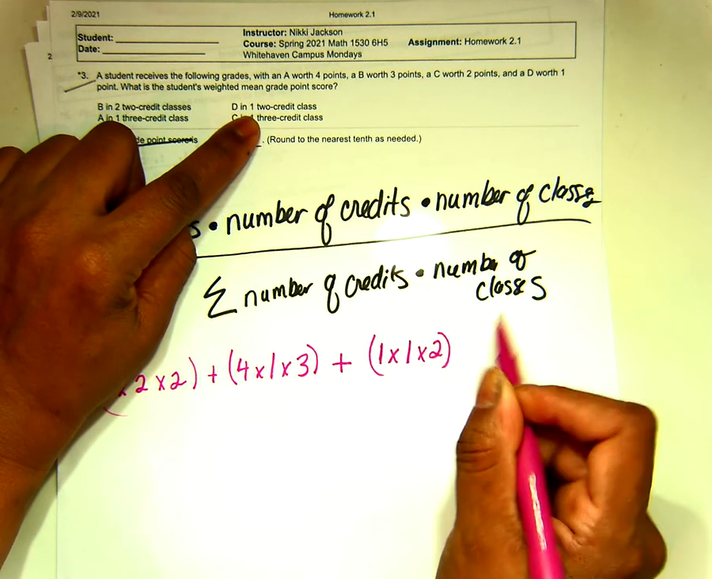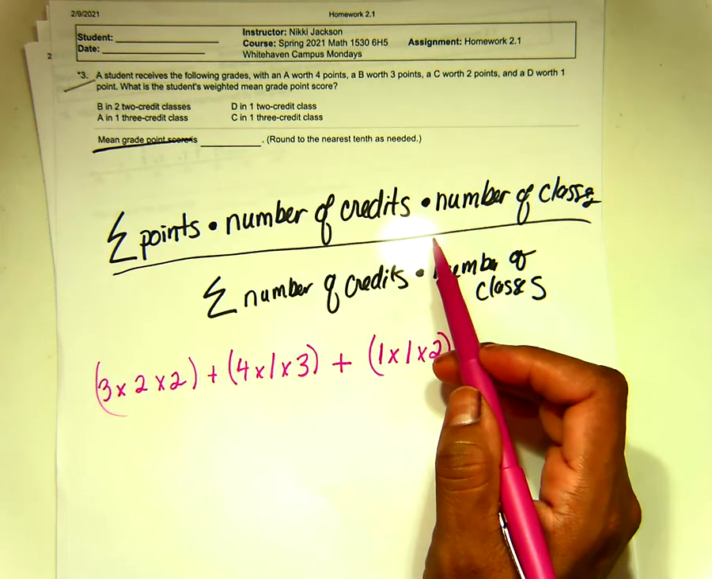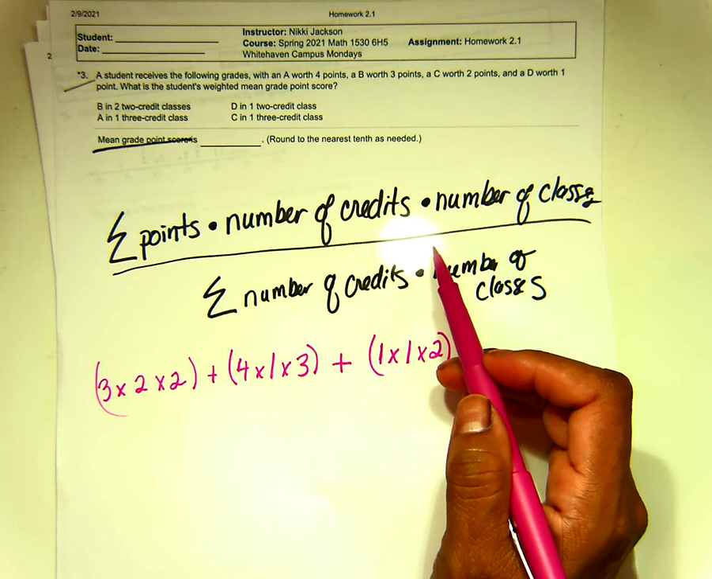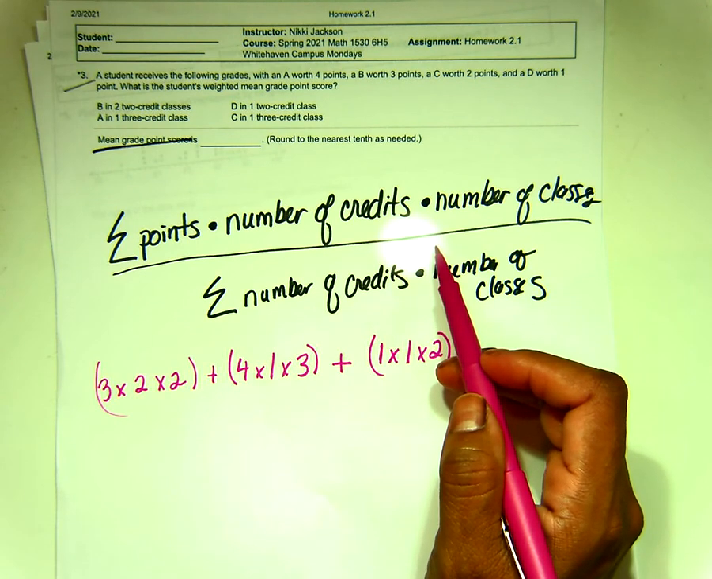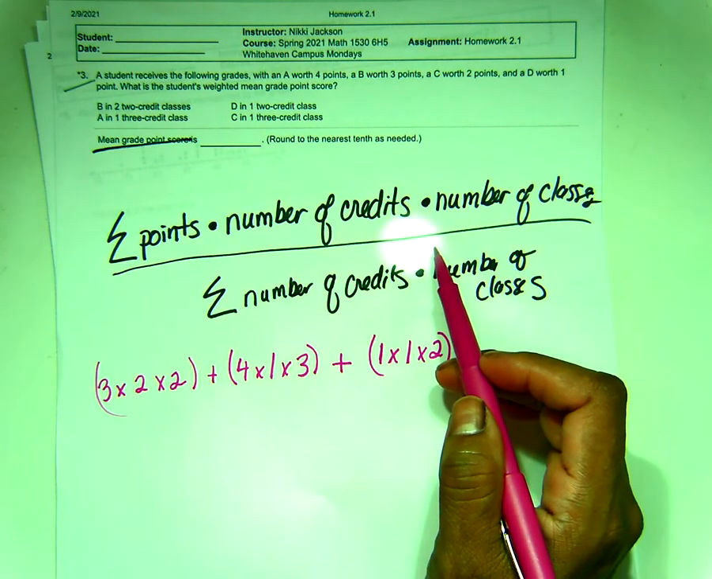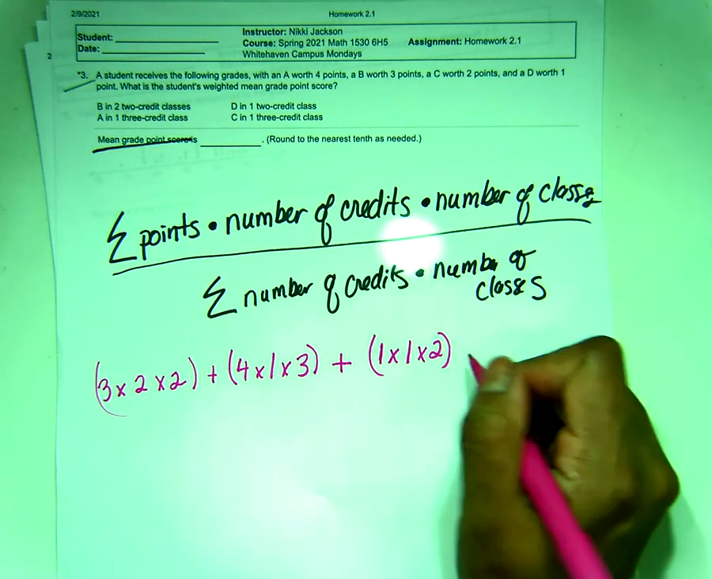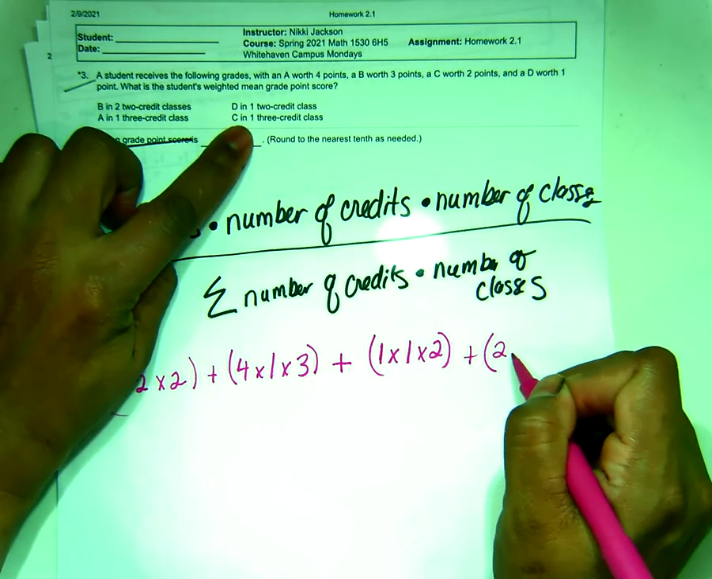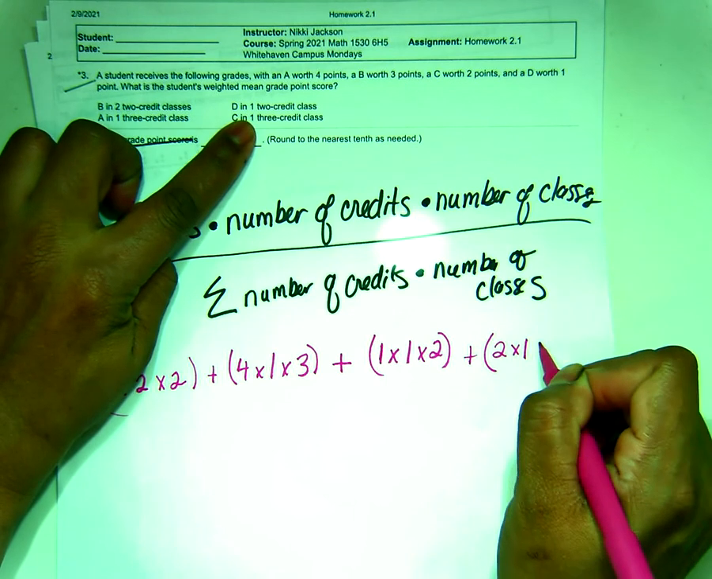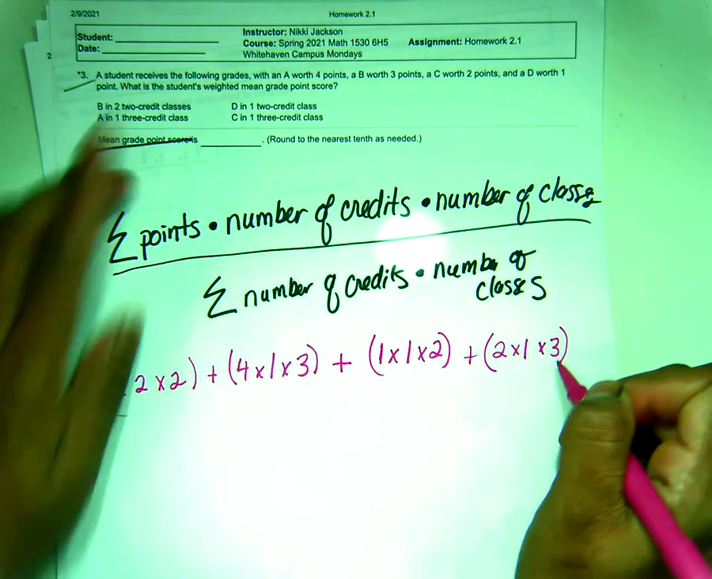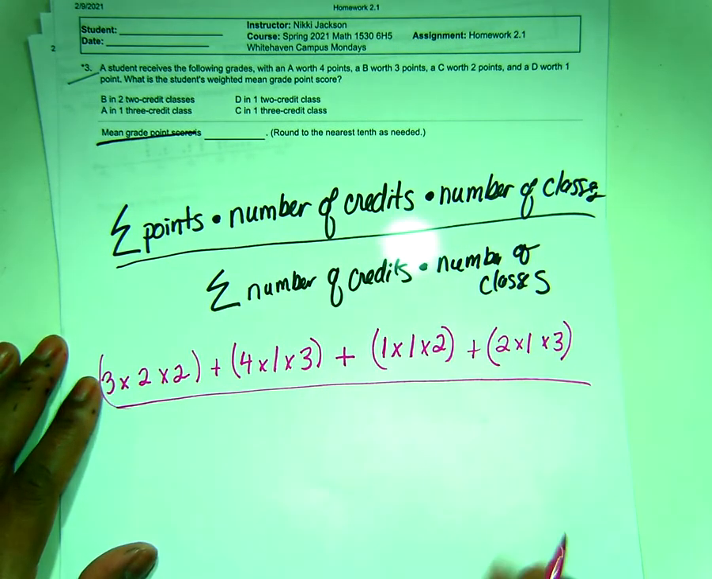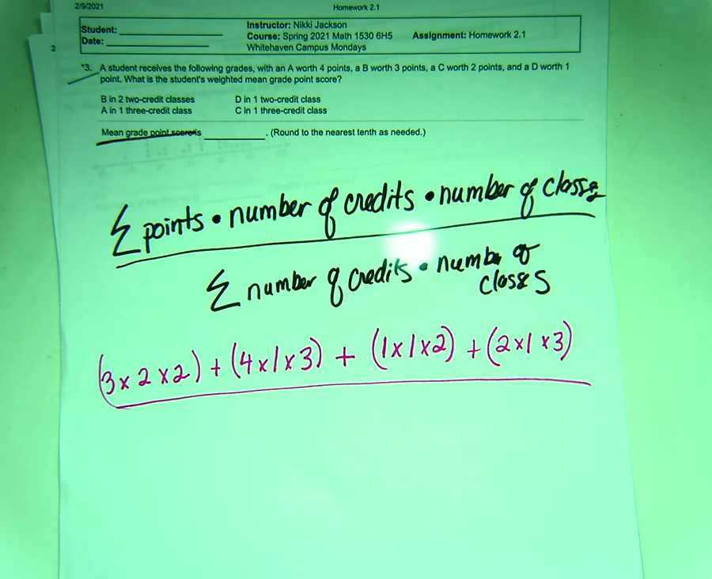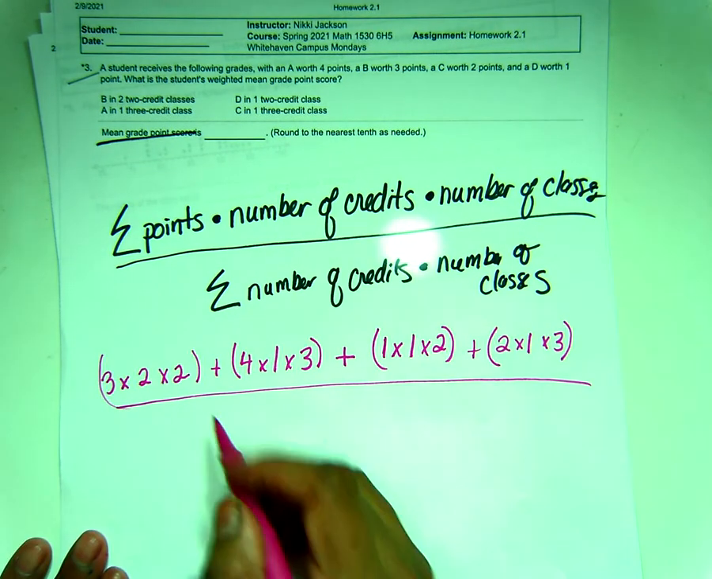So again, I wrote it in the wrong order, but here's the thing. Multiplication and addition are both commutative, I said it wrong. Commutative, meaning no matter what order you put it in, you still get the same answer. And then we got C. C is worth 2 points times that 1 class times those 3 credits. So this is all your numerator. Now we're going to do the denominator. That's your number of credits and your number of classes.